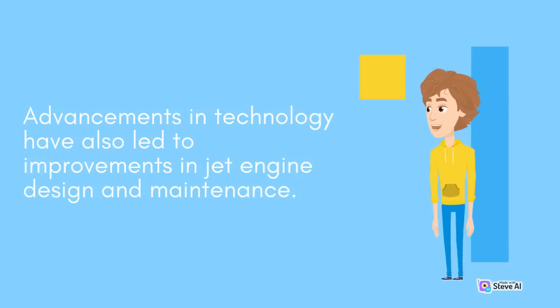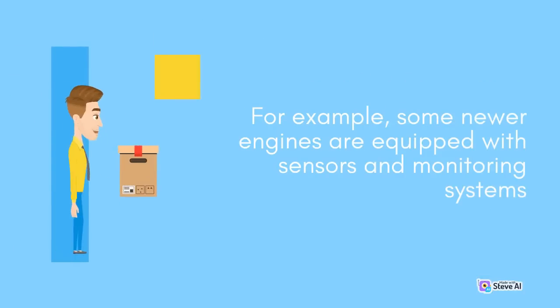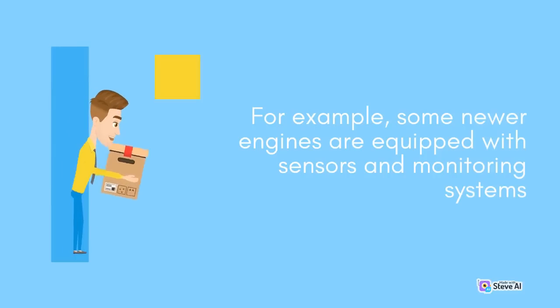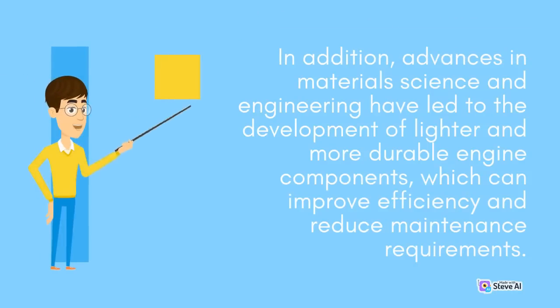Advancements in technology have also led to improvements in jet engine design and maintenance. For example, some newer engines are equipped with sensors and monitoring systems that can provide real-time data on engine performance and identify potential issues before they become serious problems. In addition, advances in material science and engineering have led to the development of lighter and more durable engine components, which can improve efficiency and reduce maintenance requirements.